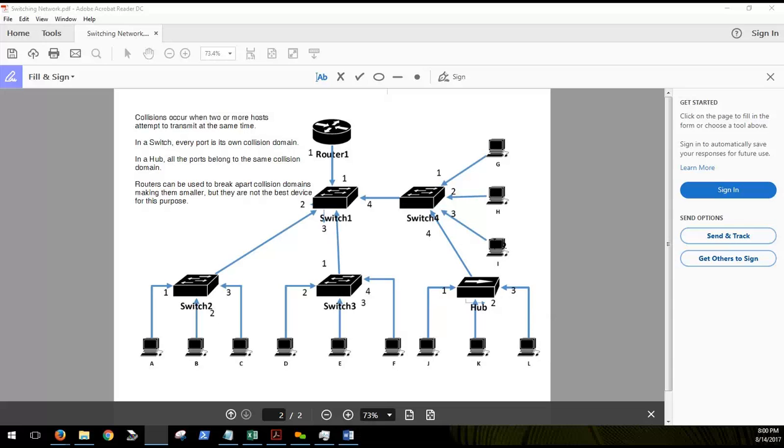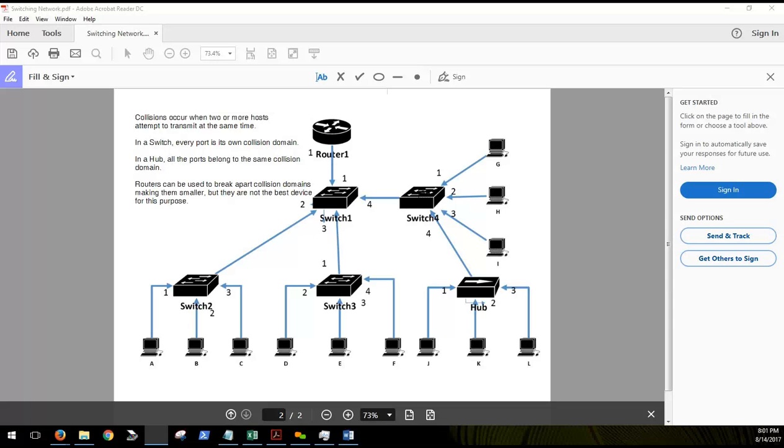Now take a look at this PC here. Is there a collision domain there? Yes, it's on the switch. And is it going to collide with anything else? No. So we're not going to have any collisions here, right? No. Okay. How about H? That's a separate collision domain.